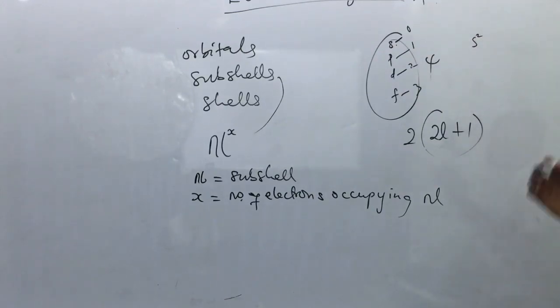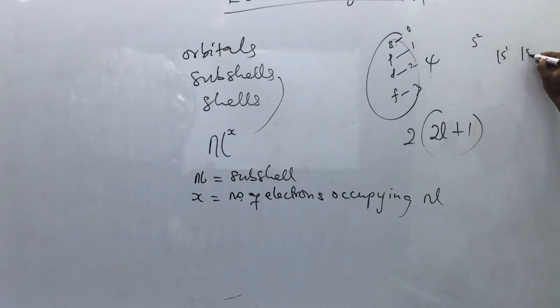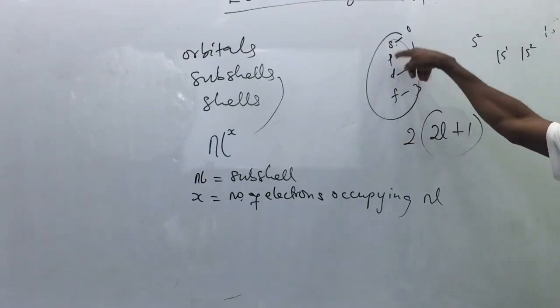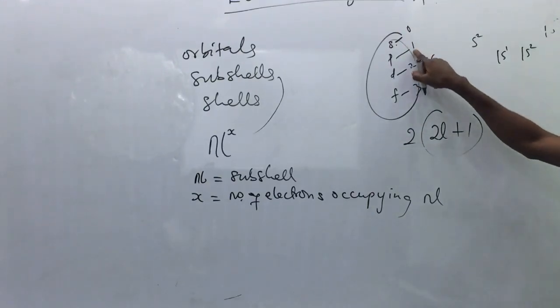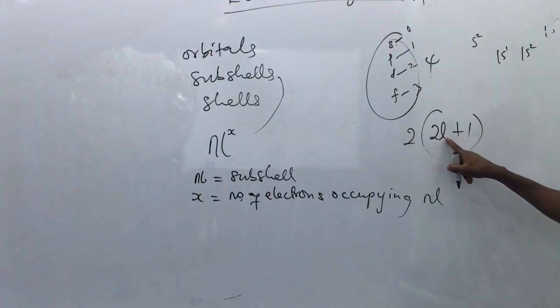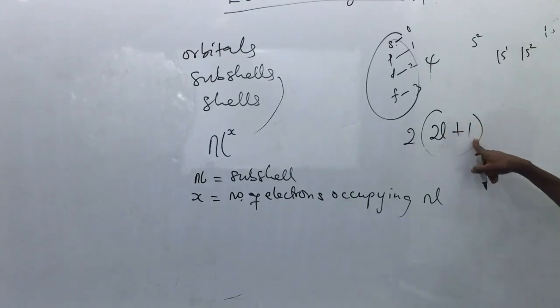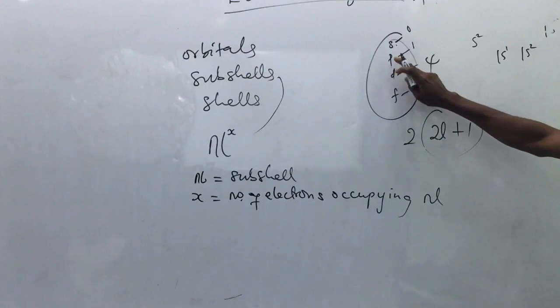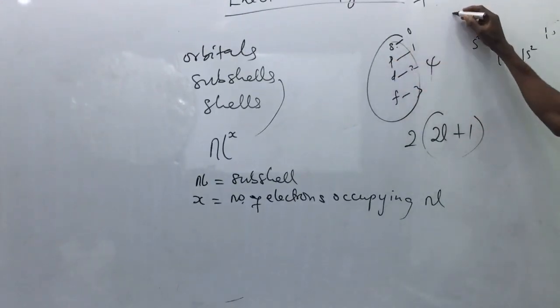So that is why you can have 1s1 or 1s2, but you cannot have 1s3 or 1s4. Now, also, if you want to know the maximum number of electrons a P subshell can accommodate, you put the L value of P into this formula. The L value of P is 1, and 2 times 1 is 2, plus 1 is 3. 3 times 2 is 6. So the maximum number of electrons a P subshell can accommodate is 6.